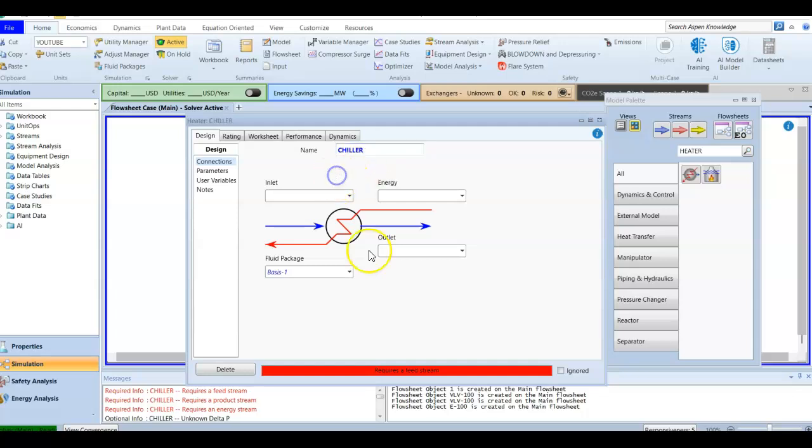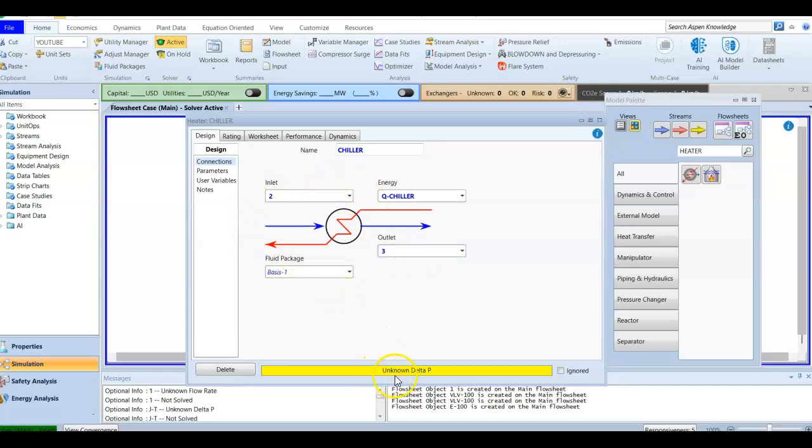And here we are going to follow what is required. So here it requires a feed stream. The feed stream, we know that it is stream number 2, and it needs also an energy stream. So not all equipment needs an energy stream. So this one needs an energy stream, so it will be Q chiller. This is the energy or the heat for the chiller. And here we have an outlet, which is stream number 3. So now we have defined our connection.